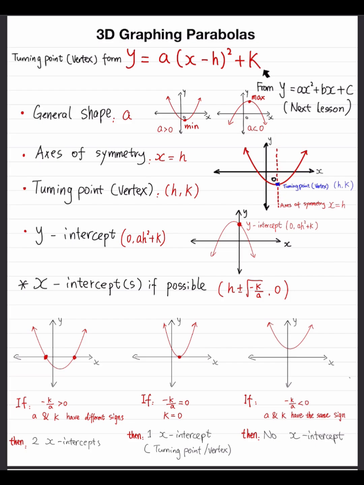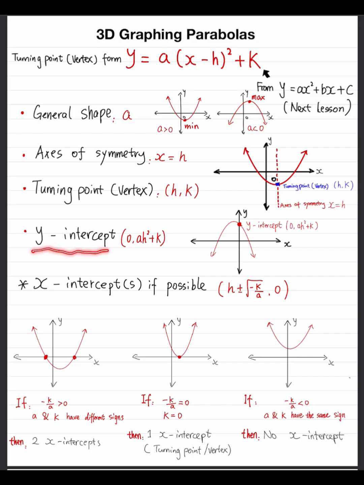The next feature is the turning point, or the vertex. It comes with the coordinates (h, k). So h is the x coordinate, and k is the corresponding y coordinate. If you are able to recognize the parameters, you just need to simply plug into the formula here to find out the turning point.